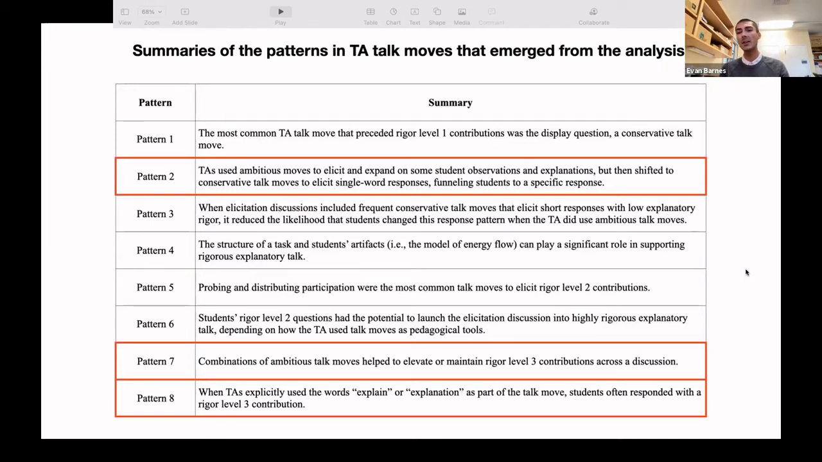And then the other 2 patterns to talk about are 7 and 8. Pattern 7 is that combinations of these ambitious talk moves help maintain and elevate the rigor amongst the students in the conversations, and also explicitly using words like "explain" or "give me an explanation" helped raise that rigor or sustain the rigor amongst student conversations.